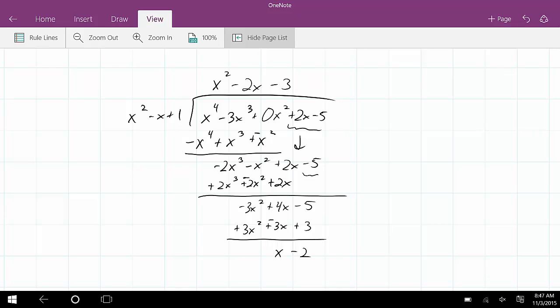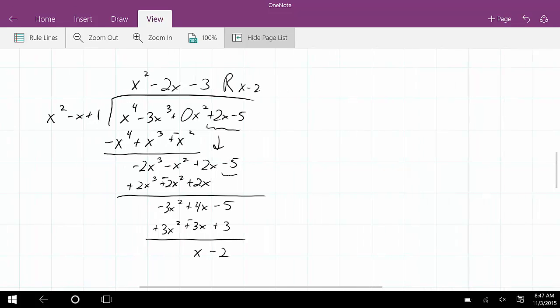Even if you didn't realize that you were done, you'd say, well, what would I multiply x squared by to give me x? Well, you would have to multiply x squared by 1 over x to give you x. And we don't want to multiply by 1 over a polynomial. We want to multiply by a polynomial. So that means that this is a remainder of x minus 2. Okay, this whole thing is our remainder.